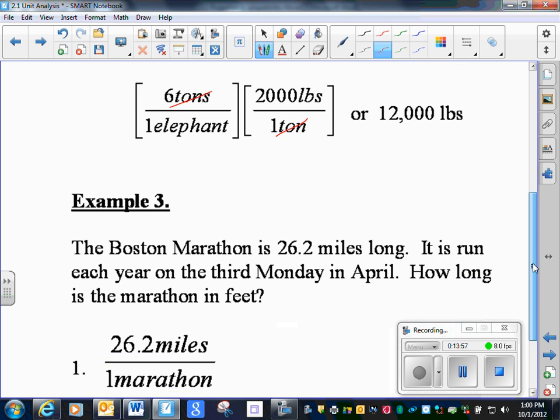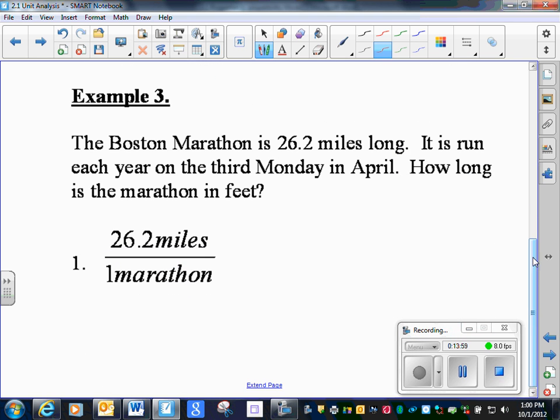Example number 3. The Boston Marathon is 26.2 miles long. It's run the 3rd Monday in April. How long is the marathon in feet? First step, write down our given measurement with the units. 26.2 miles over 1 marathon. Think of a conversion factor that's got miles in the denominator and feet in the numerator.